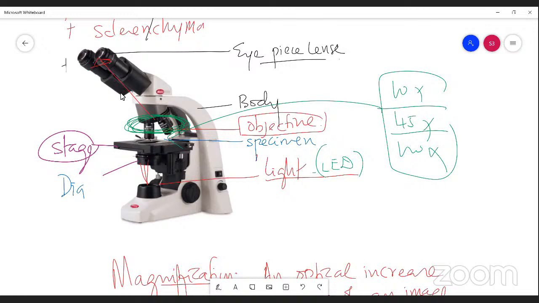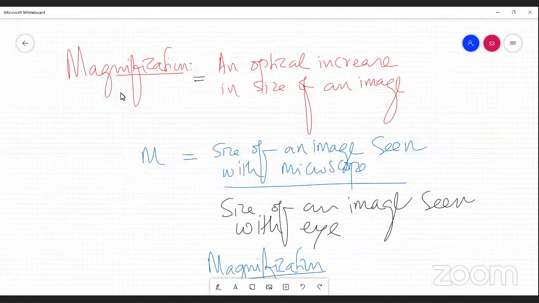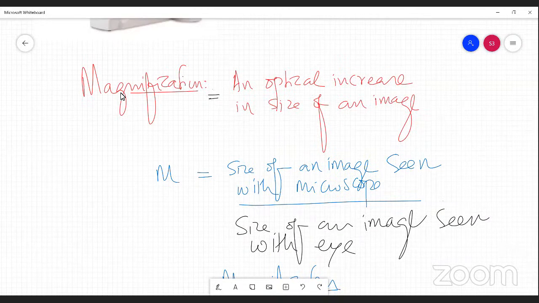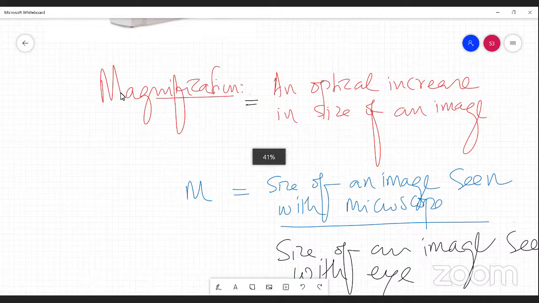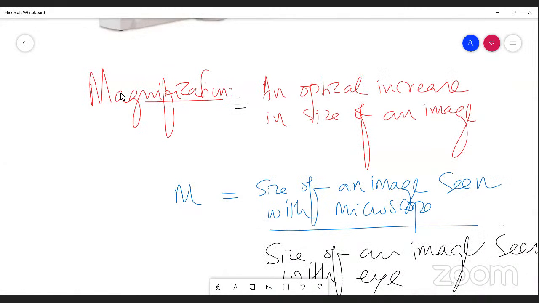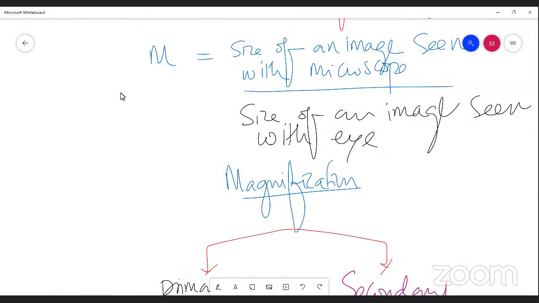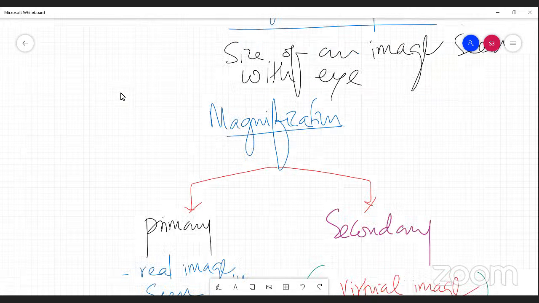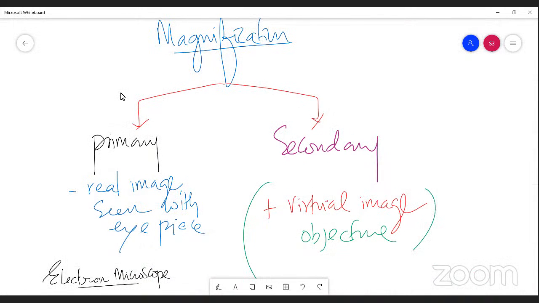What do you know about magnification? Could you explain magnification? An optical increase in size of an image. Very good. There is an optical increase in the size of an image. Right. Very good. Could you mention the types of magnification? Primary and secondary.